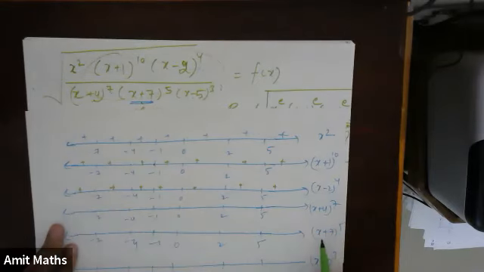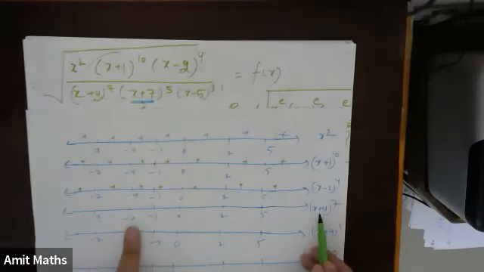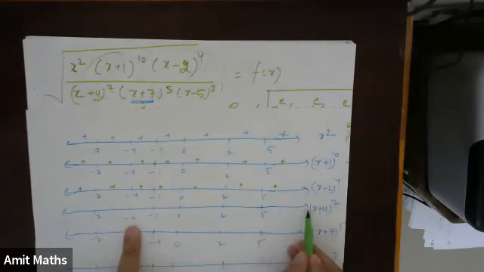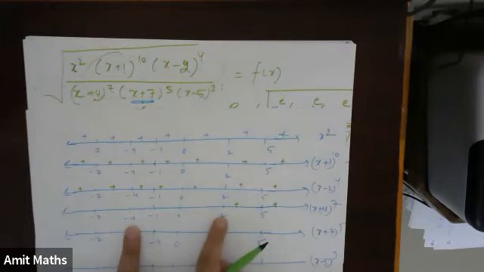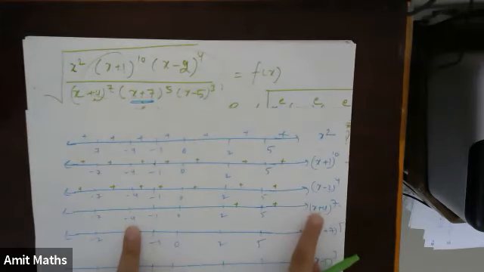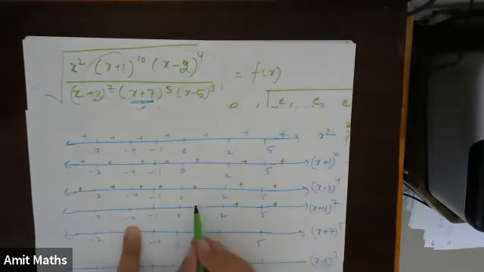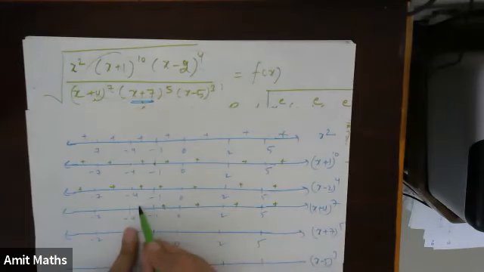Okay. (x plus 4) to the power 7. The root of this is minus 4. So for 5 to infinity, this will be positive. Between 2 to 5, this will be positive. Between 0 to 2, substitute 0 and 2: 0 plus 4, 4 to the power 7 is positive, and 2 plus 4, 6 to the power 7 is positive. So this will also be positive. Minus 1 to 0, positive. Minus 4 to minus 1 also positive.